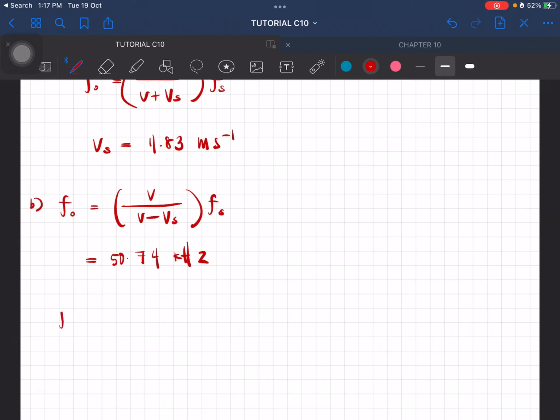So sekarang ni, if they reflect back, it is known as the echo lah kan. Okay, so sekarang it will be V plus V of the bat. Okay, bat, which is the source lah. Okay, so this is the frequency yang tadi. So you'll then get the frequency of the echo to be equal to 51.48 Hz.